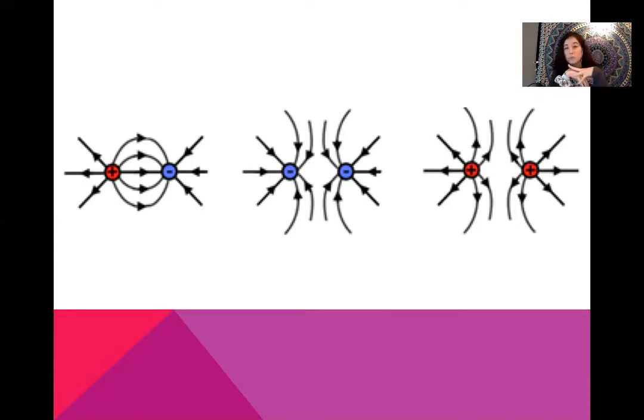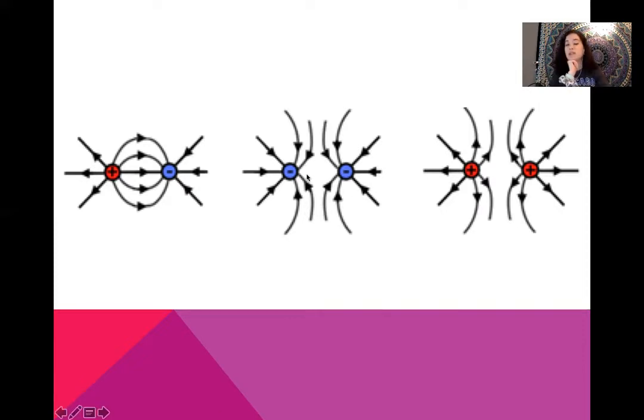Another thing I hope you noticed is that the field lines can never cross. Do we see how in between the two objects, the two charges, for each of these cases, the field lines curve so that they can't actually crisscross each other? Looking at this example of the positive and the negative, the field lines from the positive point towards the negative, but I can't have the two field lines crossing, so instead they curve.